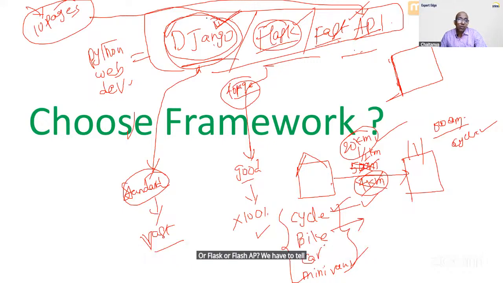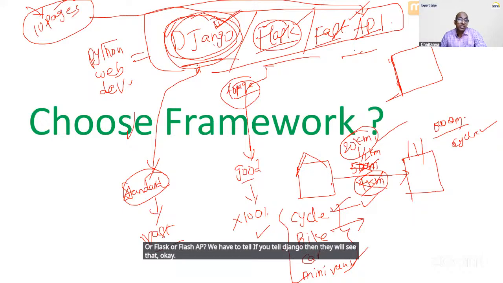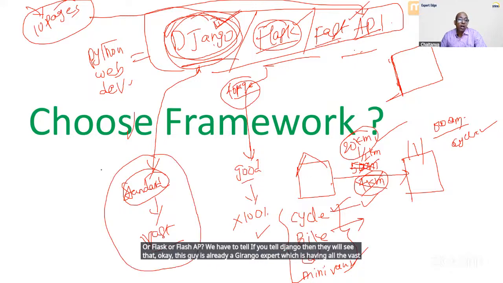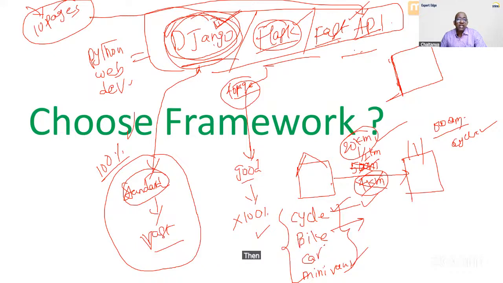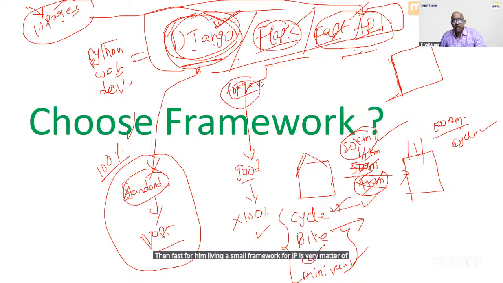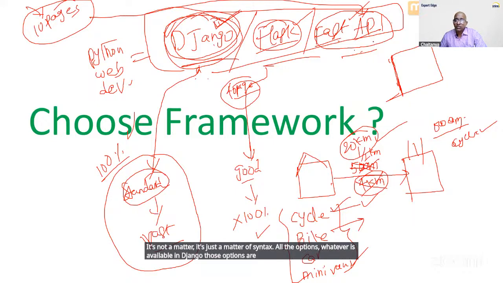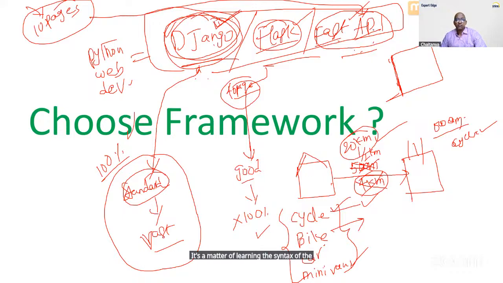If you tell them Django, they will see that this guy is already a Django expert, which has a vast, standard framework with almost all options available. Then for him, learning a small framework like FastAPI is just a matter of learning the syntax. All the options available in Django are also available in FastAPI. It's a matter of learning the syntax of the FastAPI framework, and that's it.